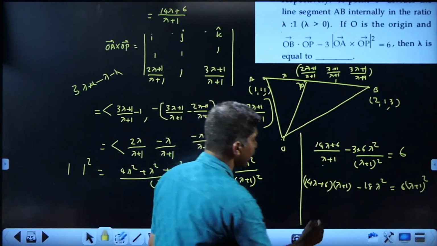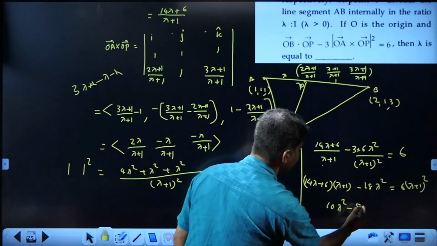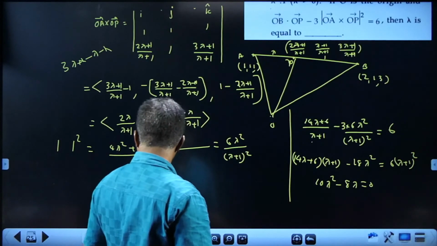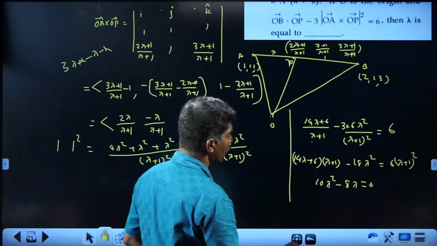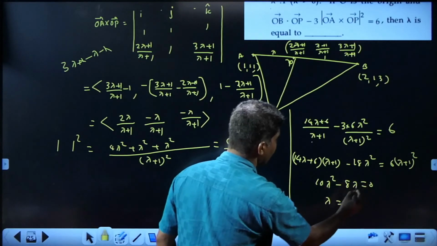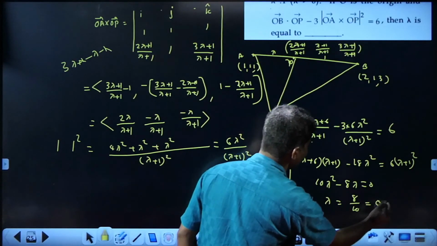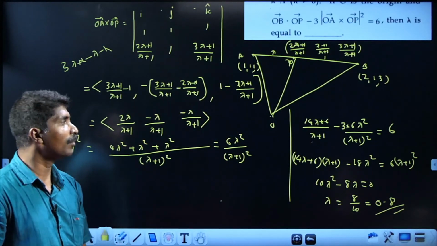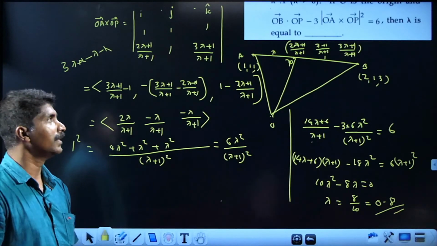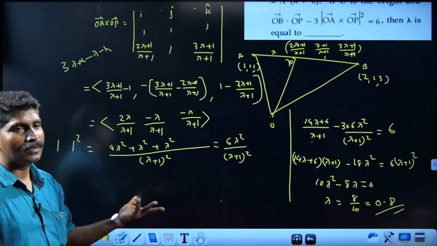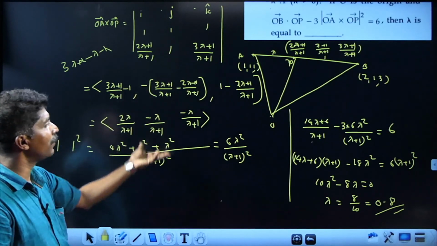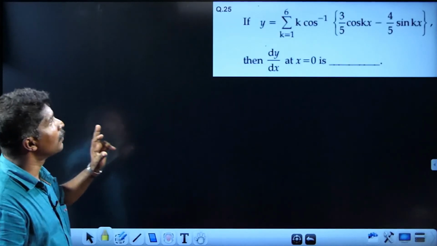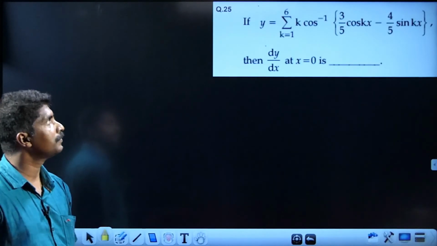After simplifying, you will be getting it as 10 lambda square minus 8 lambda is equal to 0. Lambda cannot be 0. Therefore, lambda is 8 divided by 10, that is equal to 0.8. Again, a lengthy problem in an entrance question paper means it is a difficult problem. The concept is not difficult, everything you know it, but it is not fair to do all these steps in an entrance question paper.